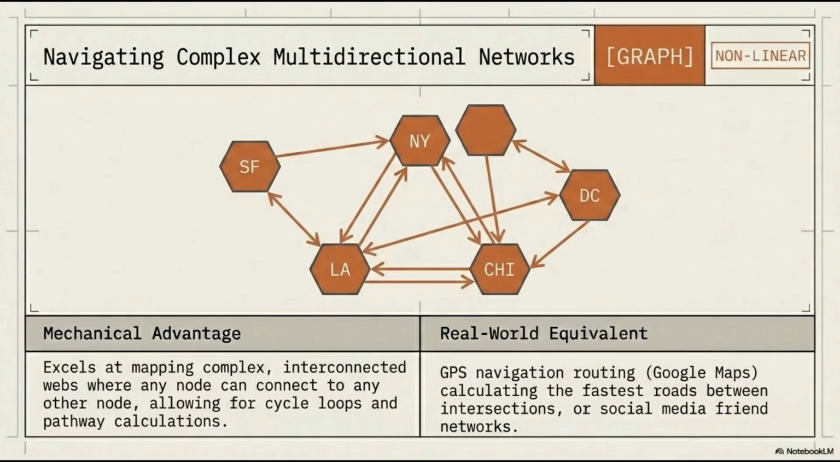And for the most complex, multi-directional webs where literally any node connects to any other, we pull out the graph. This structure allows for cycle loops and really complex pathway calculations. It is the literal foundation for calculating the fastest GPS navigation routes between cities like San Francisco, New York, and Chicago, or mapping out the billions of connections in massive social media networks.